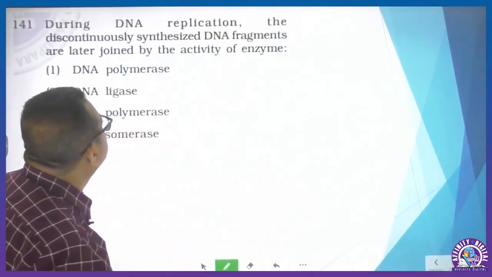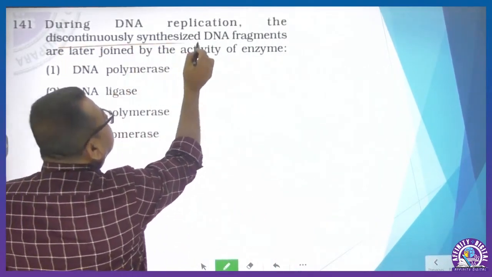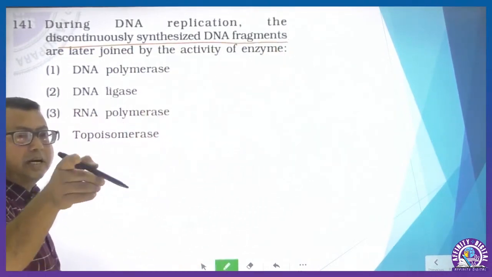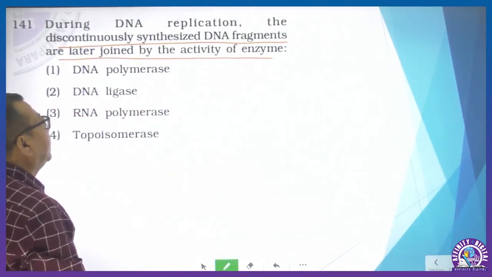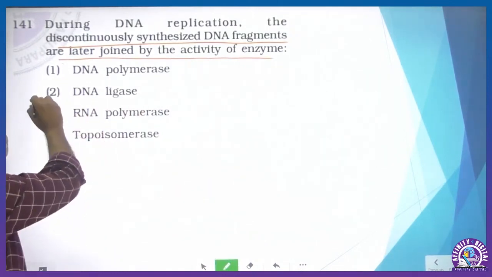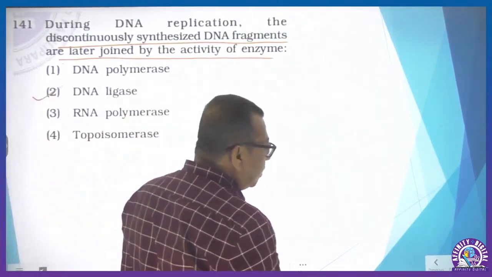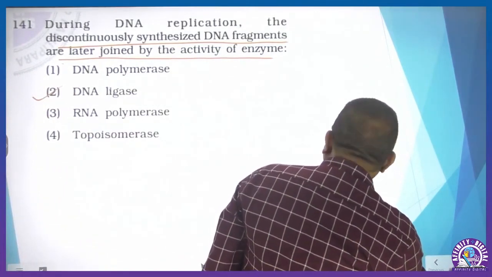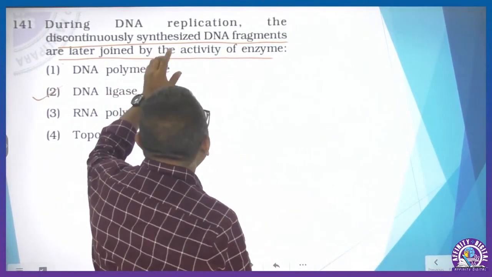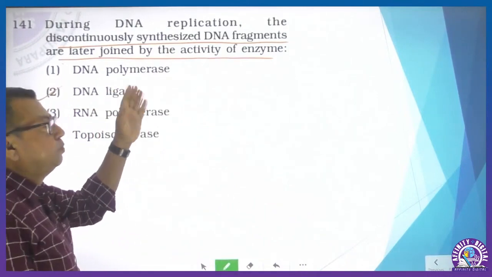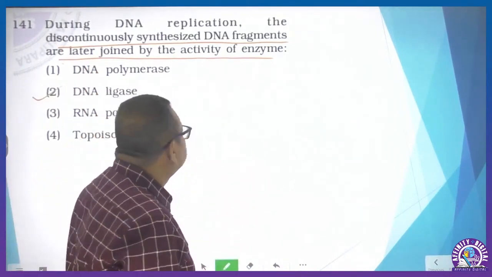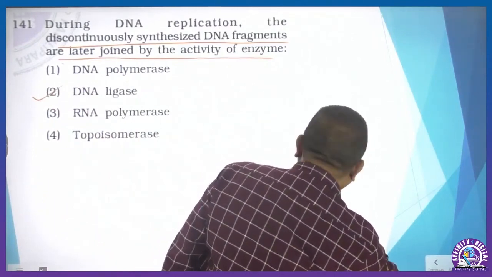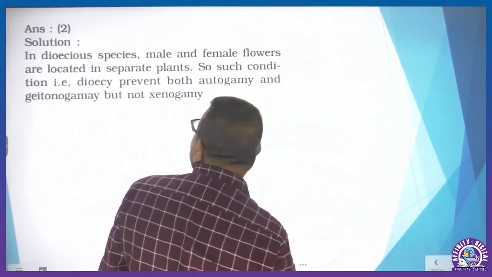Okay, during DNA replication, the discontinuously synthesized DNA fragments called Okazaki fragments are later joined by an enzyme. Which enzyme will it be? DNA ligase. Here DNA ligase is in option number 2, okay? So option number 2 will be the answer. Okay, and DNA ligase pastes the Okazaki fragments to make the intact lagging strand. So the answer will be DNA ligase, option number 2.